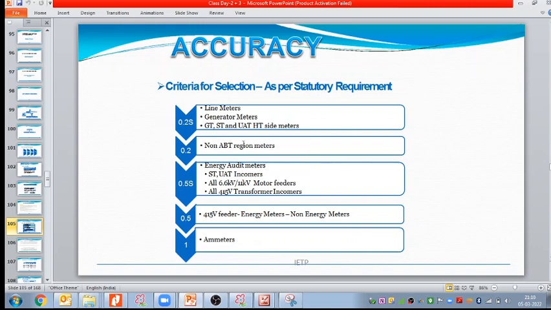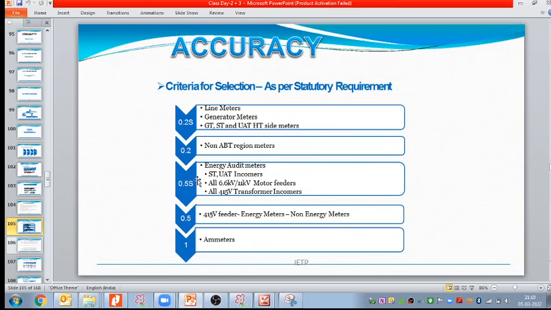So for the non-ABT region meters, non-ABT means there is no revenue metering, in that case 0.2 we use. And when it comes to the line meters, generator meters, generator transformer, station transformer, UAT, HT side meters, for all these applications we prefer to use 0.2 S class CT. So this is the criteria for selection as per the statutory requirement. So we discussed as per the voltage, plus as per the statutory requirement also. I hope this accuracy class selection is clear to everyone.